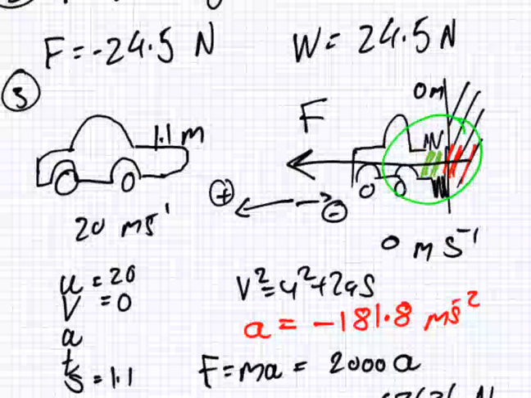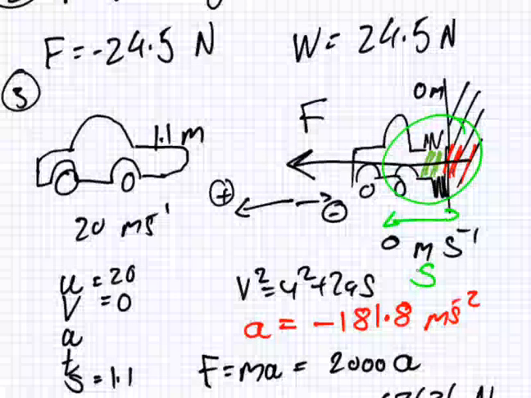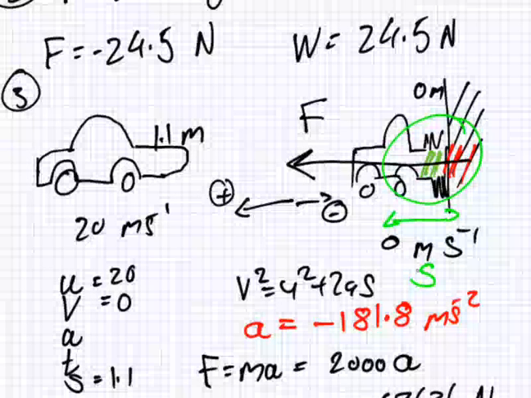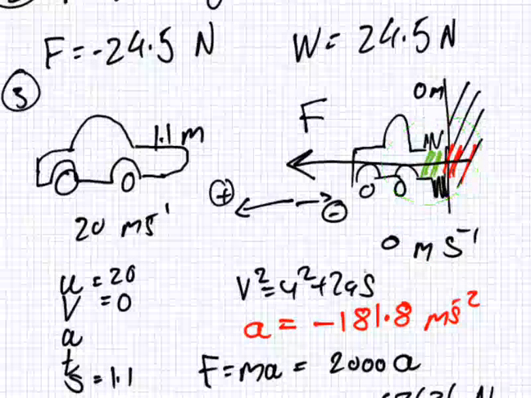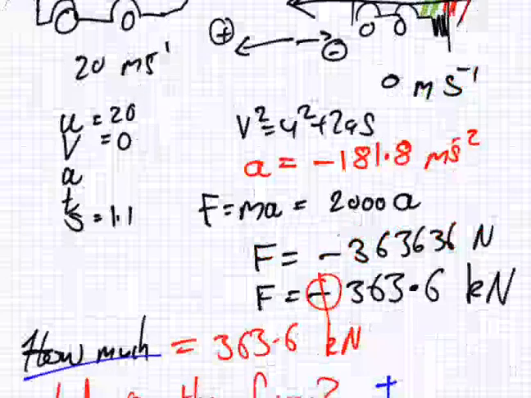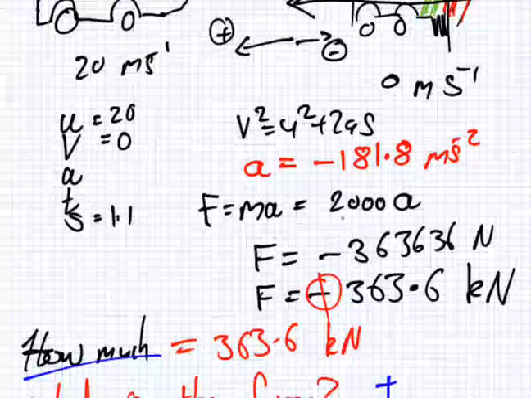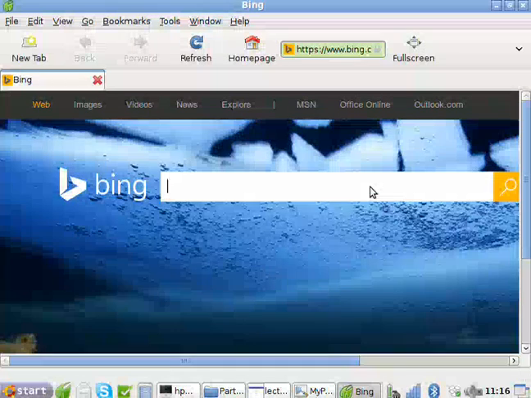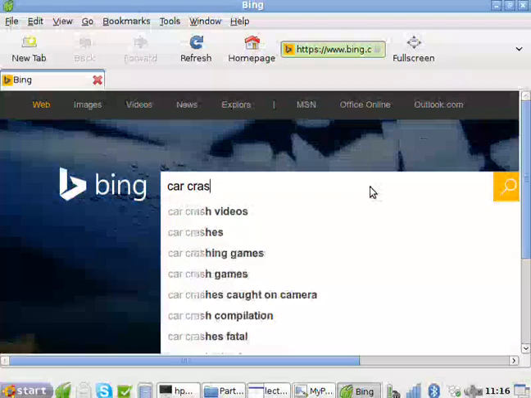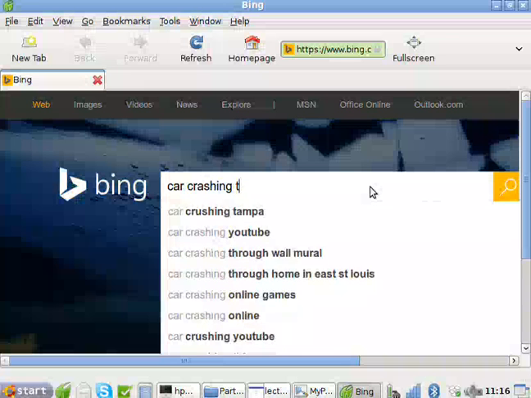I don't want you to worry too much about the signs. You can give the answer here as plus or minus. But because I actually say how much force is the wall applying, usually when we say how much, we don't care about the minus. So we just say how much is 363.6 kilonewtons.